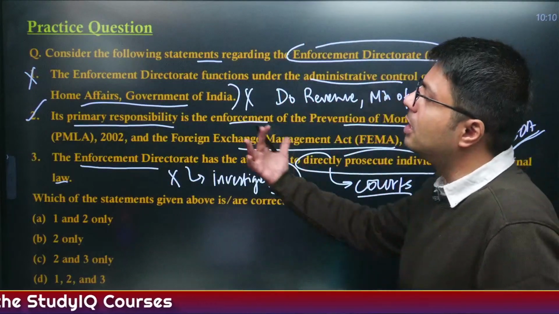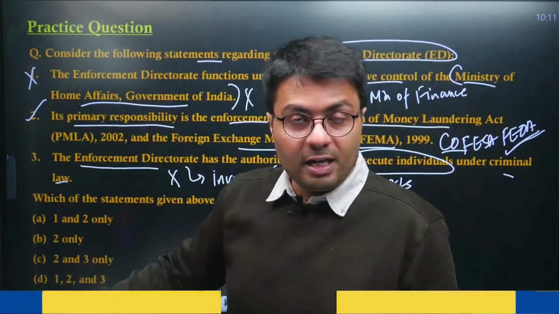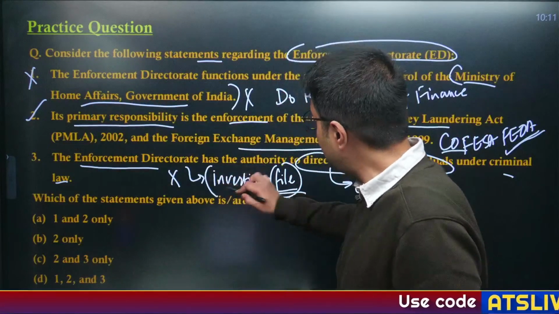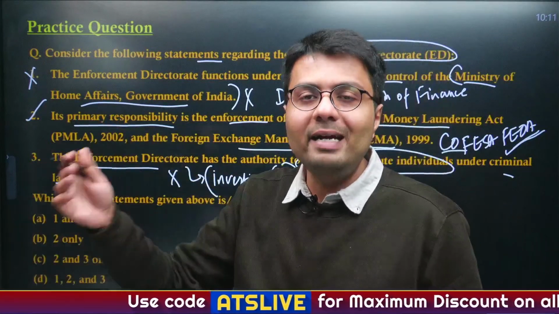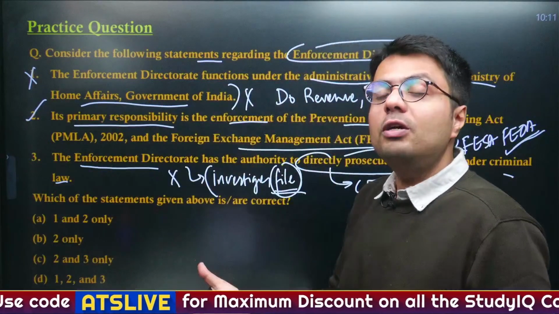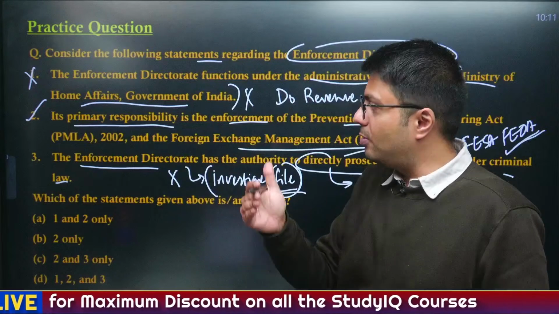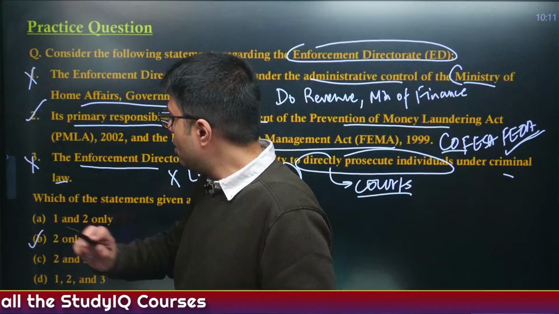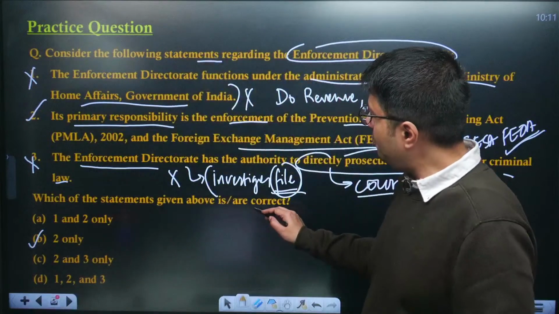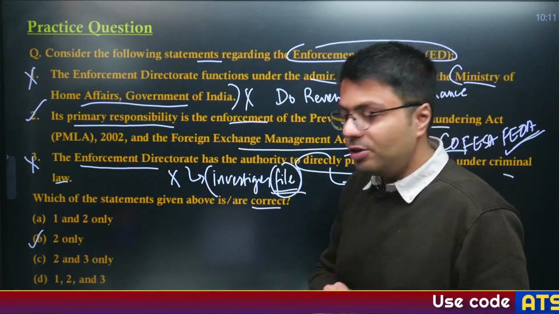So this is the purpose of such investigative agencies, that they investigate and then file the report of their investigation in the court, and it is the court which prosecutes or does not prosecute an individual, right? So the third statement here is incorrect. So only the second is correct. Therefore, option B here is the right answer because we had to identify correct statements, right?